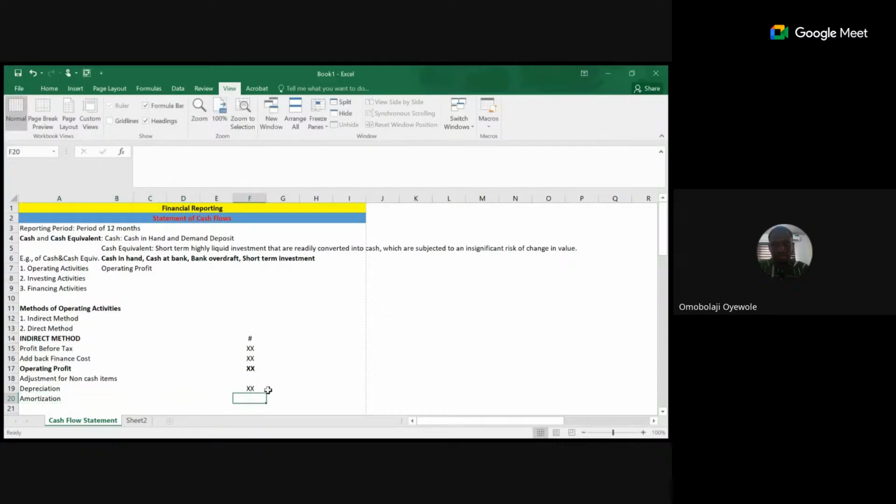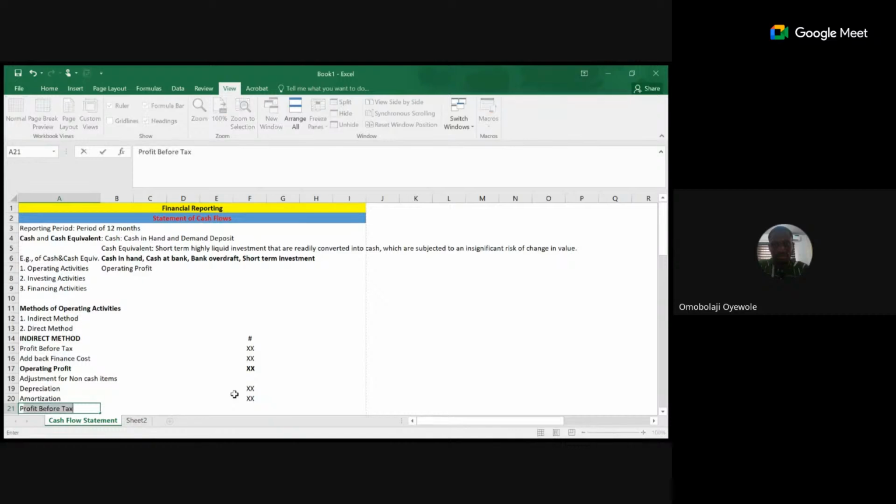Now, amortization is the same thing as depreciation. Depreciation applies to non-current tangible assets, while amortization applies to non-current intangible assets. So amortization has the same effect that depreciation has, and we are adding back amortization to boost up our profits.